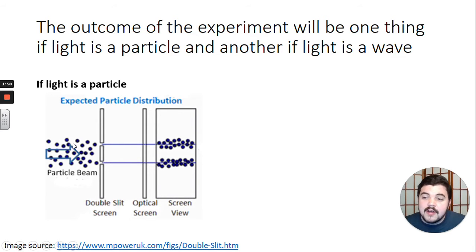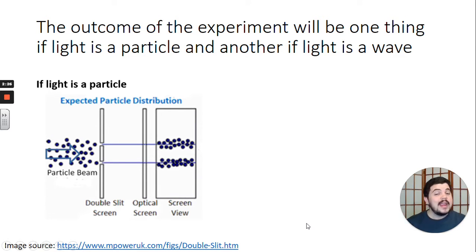So, if light's a particle, that's our diagram on the left. The beam of light particles are going to be incident on our double slit screen, and only the ones that pass through the holes are going to go straight through. On our optical screen, you're going to see two bright lines that correspond to the two slits, right? This bright spot corresponds to this slit. This bright spot corresponds to the bottom slit.